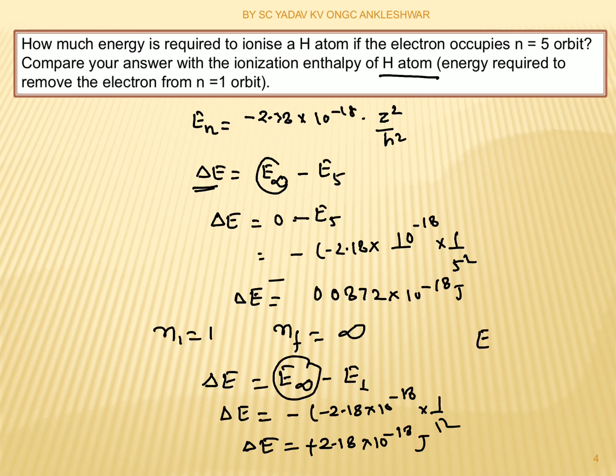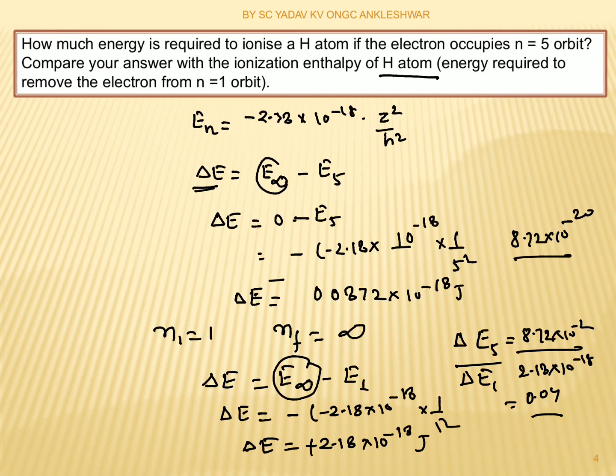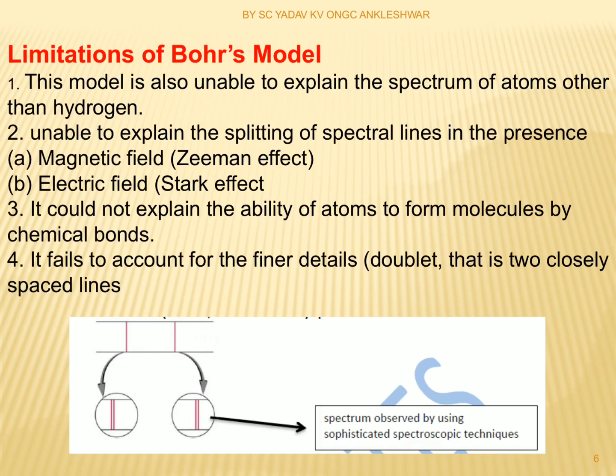So here it is said to compare your answer. So what is the energy difference between these two? Just take the ratio. If the energy in the first case, that is when the electron is removed from the fifth orbit, delta E5, is equal to 8.72 into 10 to the power minus 20, and delta E1 is 2.18 into 10 to the power minus 18 joule, just take the ratio, you will get 0.04. So less energy is required to ionize an electron from the fifth orbit. Just see, 8.72 into 10 to the power minus 20, and from the first orbit the energy required is 2.18 into 10 to the power minus 18. So a smaller amount of energy is required to remove the electron from the fifth orbit. Is it clear? Okay, so I think these two numericals have clarified your concept.